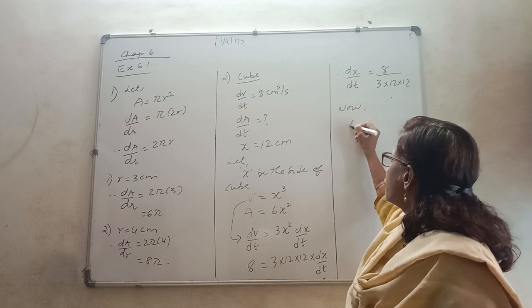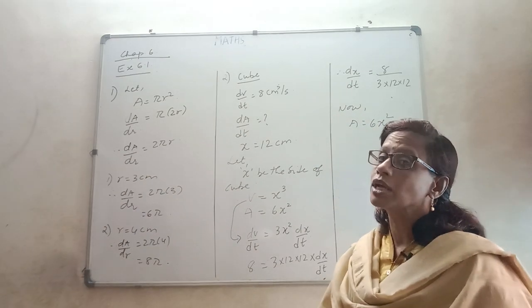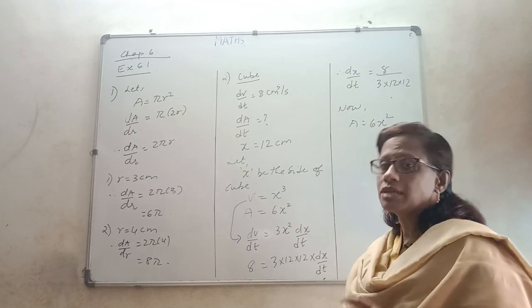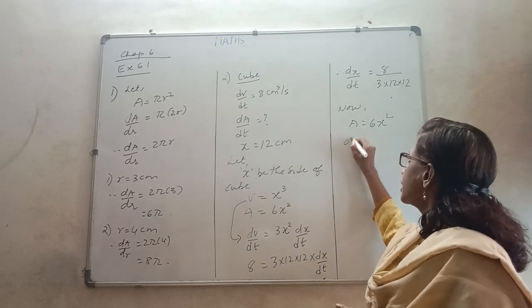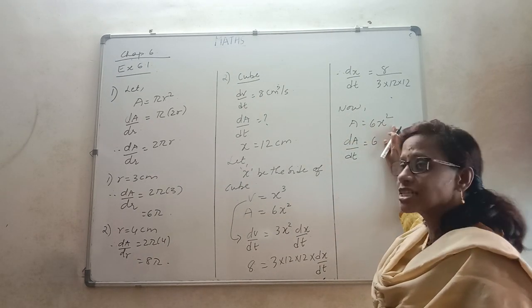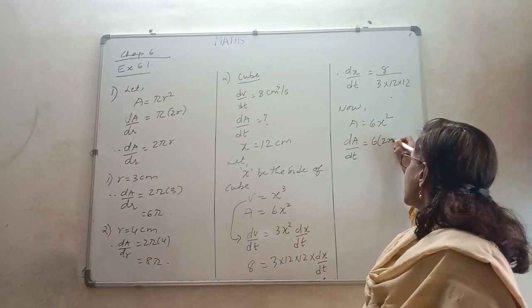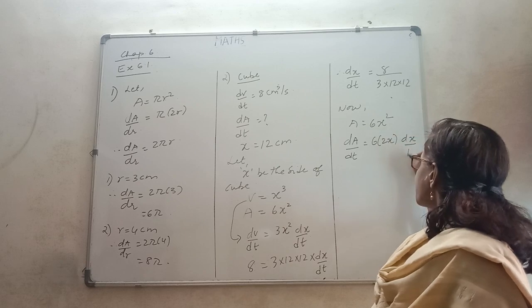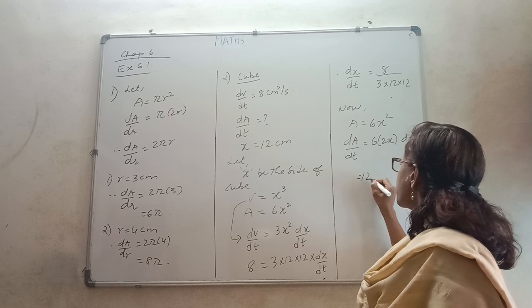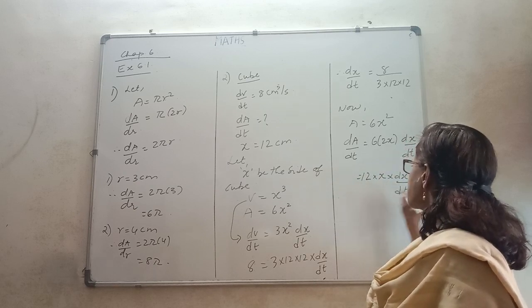Now, the formula of A we all know is 6x squared. They have asked us to find the rate of change of surface area. So with respect to t, we will take the derivatives on both sides. That way, we will get dA by dt, and the derivative of x squared with respect to x is 2x. And as usual, with respect to t, so we'll account for it. So this is coming to 12x into dx by dt. Now we have everything with us, so let's substitute.